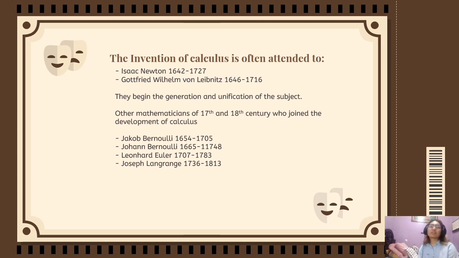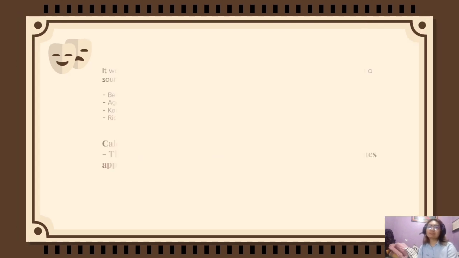Other mathematicians of the 17th and 18th century who joined the development of calculus are Jacob Bernoulli, 1654 to 1705, Johann Bernoulli, 1665 to 1748, Leonhard Euler, 1707 to 1783, Joseph Lagrange, 1736 to 1813.